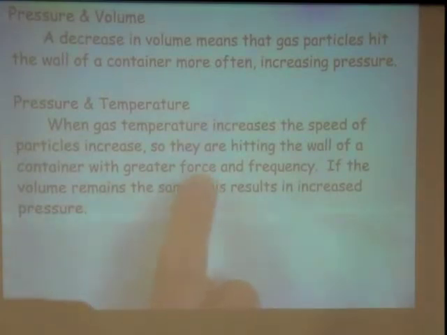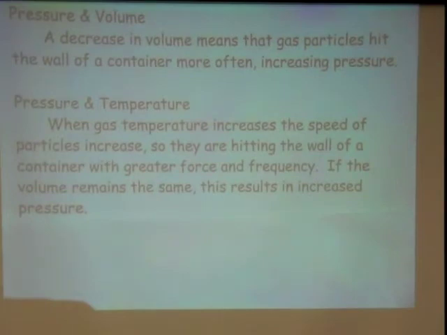Why is this greater force? That greater inertia, right? So if the volume remains the same, we're not changing the size of the container at all, then that means that we're going to have an increase in pressure. So when temperature increases, the speed of particles is going to increase as well, and they will hit the walls of their container more often, and we see it as greater pressure.